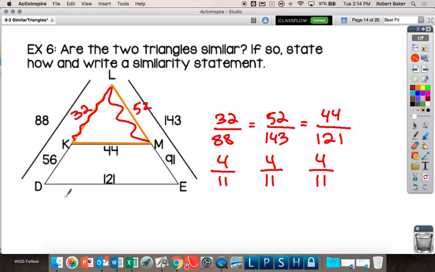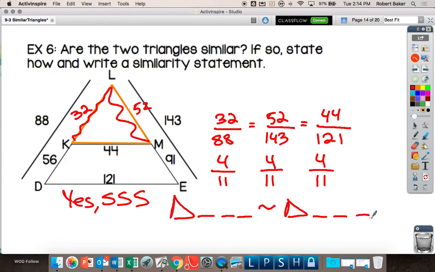Yes. Why are they similar? The side, side, side shortcut. Achievement unlocked. Now I get to write a similarity statement. This triangle is similar to this triangle. I'm going to do the black triangle first because I can. I'm going to say that's triangle DLE. And you must name the orange triangle in the same order. KLM.